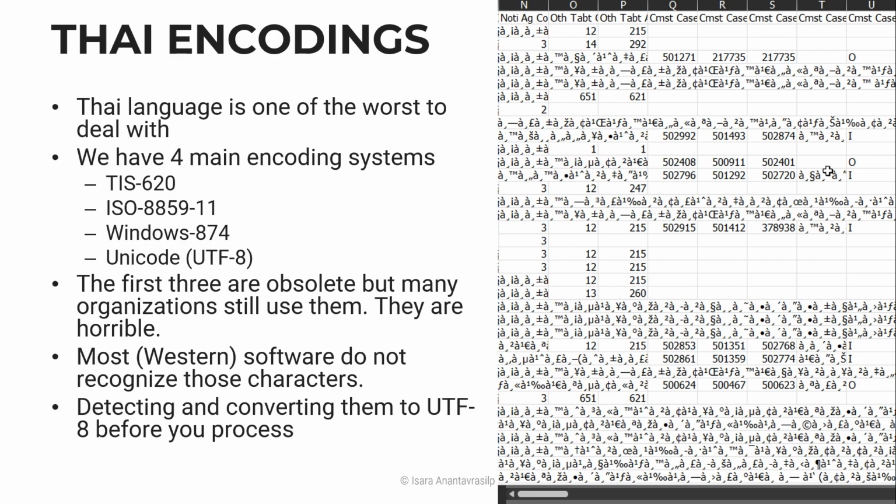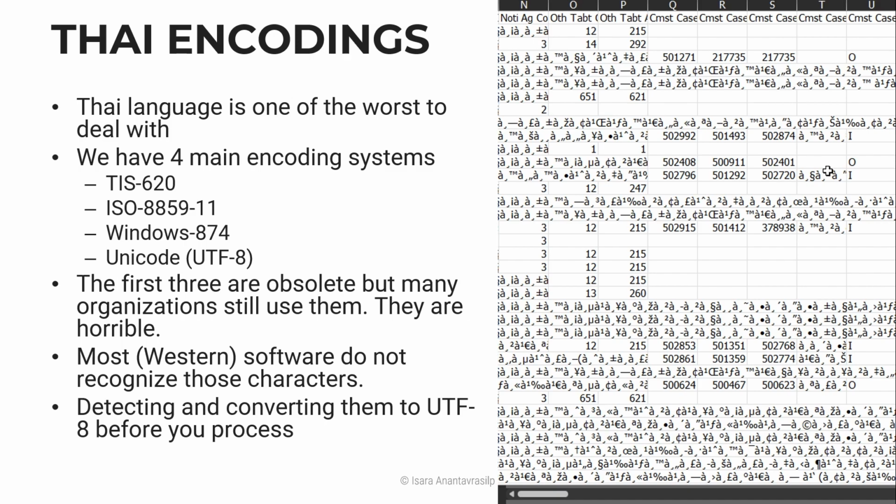Today, we don't use TIS 620 and ISO 8859 anymore. We move on to Unicode because it is so large that it contains all the characters that we use today. This makes most computer systems in the world much more compatible with each other. But then we have this devil, Windows 874.